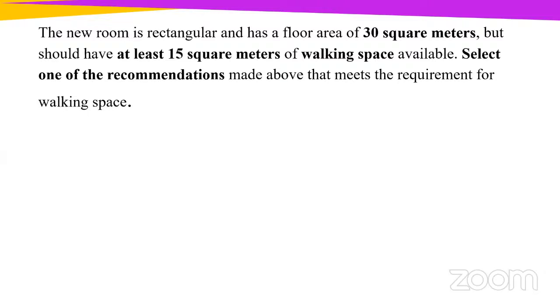Okay, thank you for your explanation, but I still want to hear what it is that you understand before you tell me about drawing the rectangle, all of that. It says the new room is rectangular and has a floor area of 30 square meters, but it should have at least 15 square meters of walking space available. I want to know what that sentence means. What do you understand from that sentence before I even go any further?